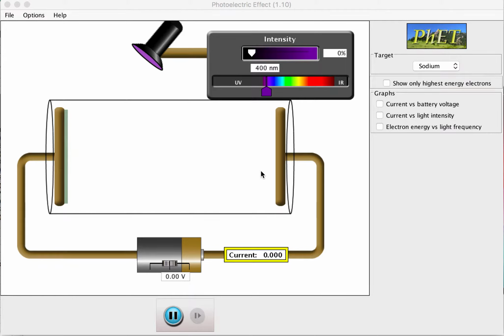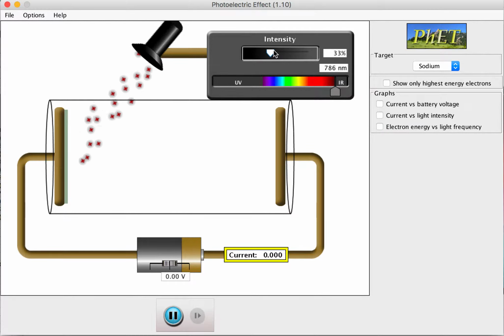So now we have a setup of the photoelectric effect as we drew in the notes. We have our light source here. We can change the amount of light that is being emitted, and we could also change the intensity. What we're going to do is start off in the IR, and this is how bright that is.